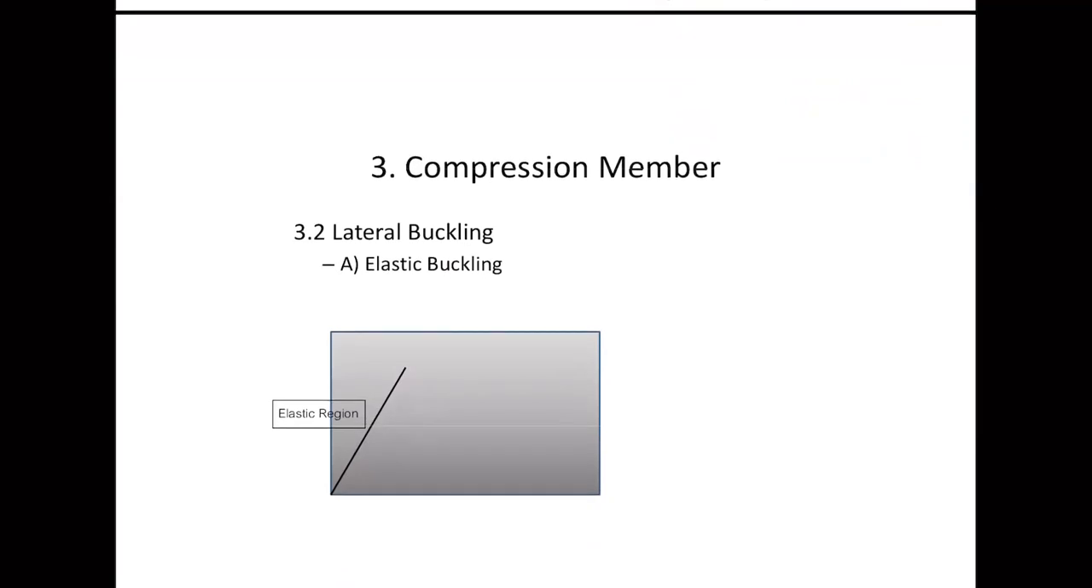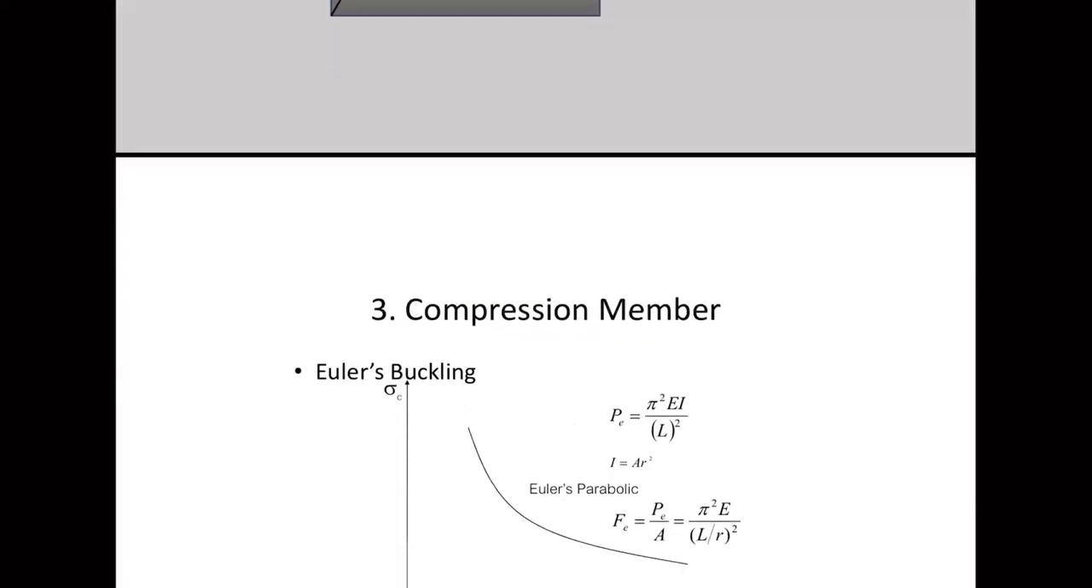Remember that we use steel, and the material itself is like this. Let's look at the first behavior first. Say we put compression on the member, but the stress does not go beyond the elastic limit. So the first one we are going to look at is elastic buckling: the buckling of our compression steel member when the stress is not beyond the elastic range.